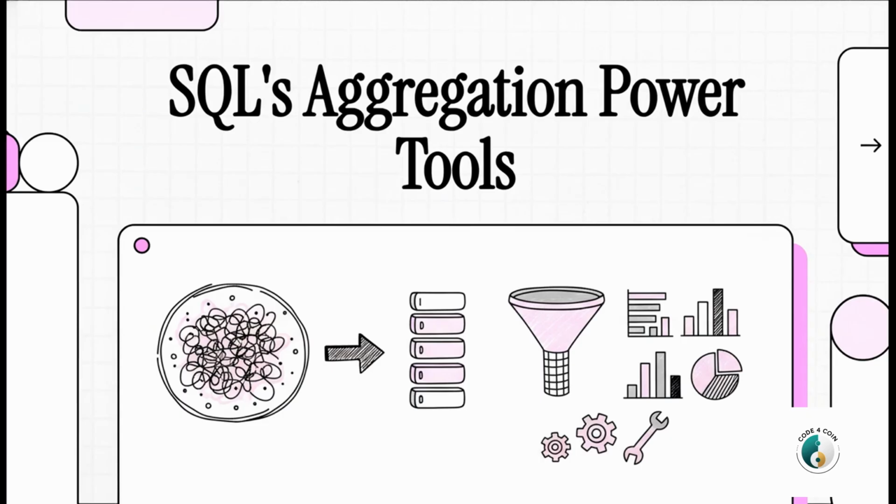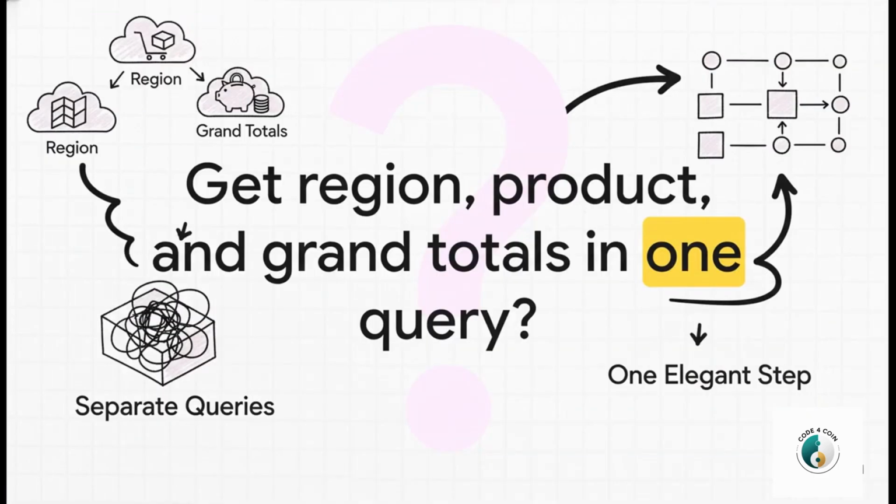Let's get into it. Just imagine this. Your boss comes to you and needs a report. They want to see sales totals broken down by region, then by product, and they want the grand total for everything. The old way to do this, you'd be stuck running 3 different queries, trying to match the results together. It's a total mess and so inefficient. But what if you could do all of that in one single elegant query? Well, that's the exact problem we're going to solve today.